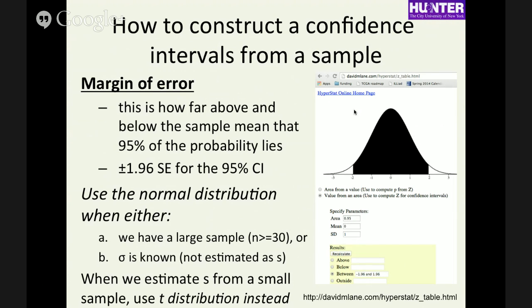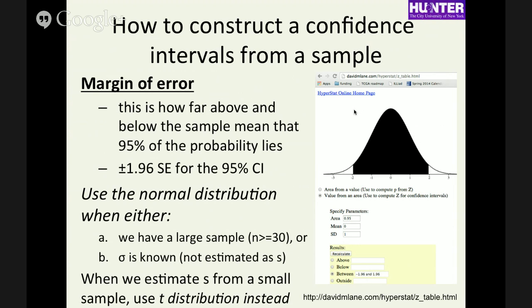So remembering the terminology, the margin of error was the width, or half of the width of that confidence interval. It was the amount above and below the mean that we were confident, with the given degree of confidence, that the true population mean lies. And for the 95% confidence interval, it was plus or minus 1.96 standard errors, 1.96 being the value of z above which there's 2.5% of the probability in a standard normal and below which.